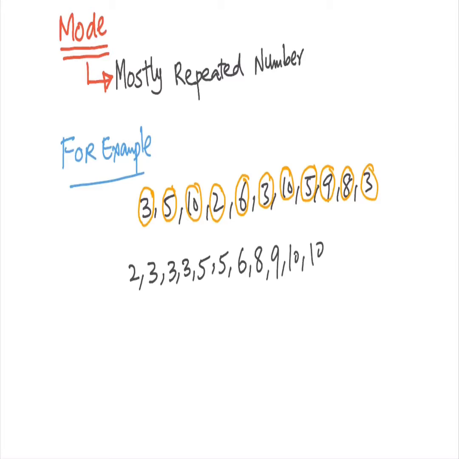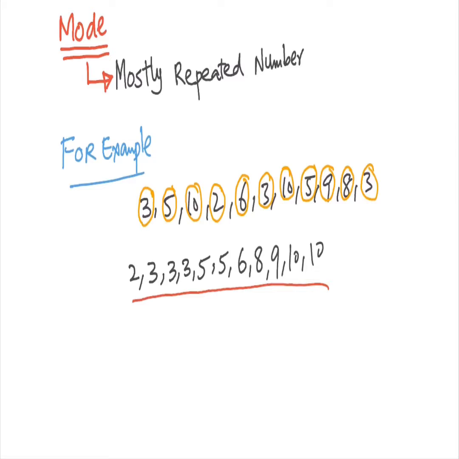Now we can easily see this set of series. We have 2, 3, 3, 3, 5, 5, 6, 8, 9, 10, and 10. So we can see here we have 3 numbers that are repeated in this set. One is 3, other is 5, and the last one is 10. 3 is repeated 3 times, 5 is repeated 2 times, and 10 is repeated 2 times as well.